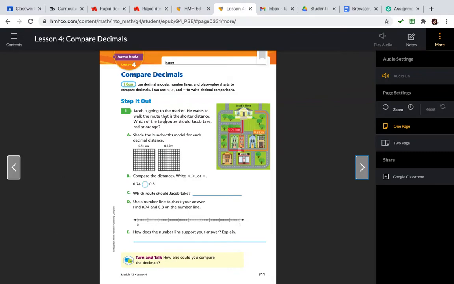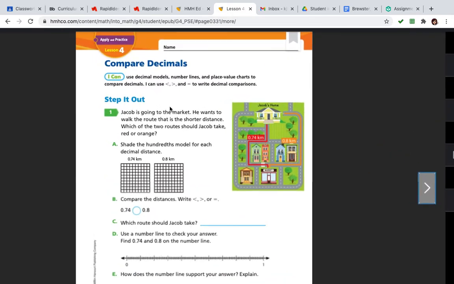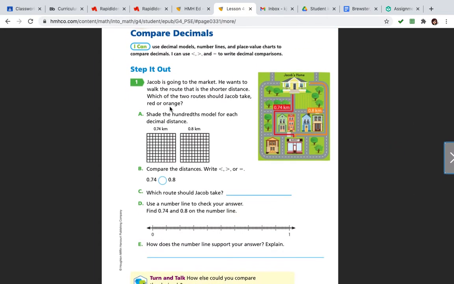Hey guys, today we are on Module 12, Lesson 4, Compare Decimals. Today we're going to be able to use decimal models, number lines, and place value charts to compare decimals. You're going to be able to use less than, greater than, and equal to write decimal comparisons. So we use less than, greater than, and equal to compare our numbers today.